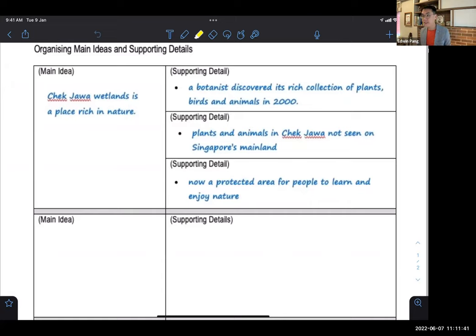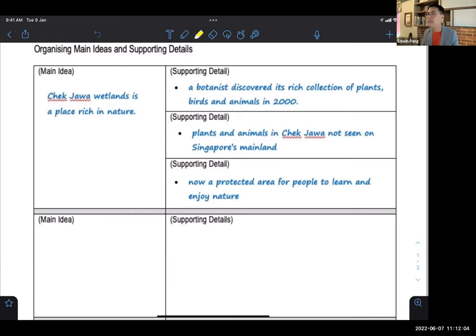So anything you read can be done like this. If I read about hamburgers, I can use the same pattern. If I read about dinosaurs, I can use the same pattern. If I read about families, I can use the same pattern. If I'm reading my science, about living things versus non-living things, I can also use the same pattern. Main idea and supporting details about what I am reading about.